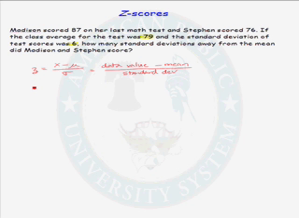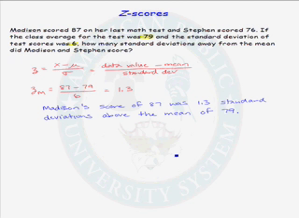So let's calculate the z-value for Madison. She scored an 87 on her test. The average for the test was 79 and the standard deviation was 6. Computing this, we get a value of 1.3. This means that Madison's score of 87 was 1.3 standard deviations above the mean of 79.